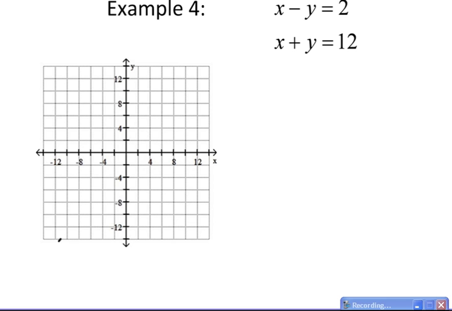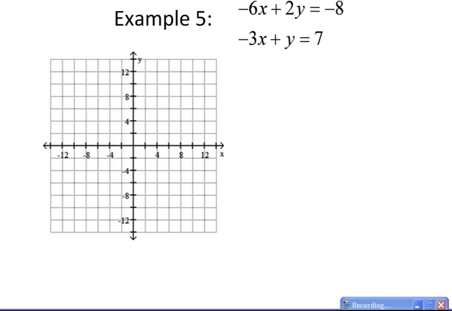All right, I'm going to leave example 4 for you to try. I'm going to go ahead and do example number 5. In this case, again, I'll label 1 and 2. I'm going to go ahead and solve each one to put it in the slope-intercept form.